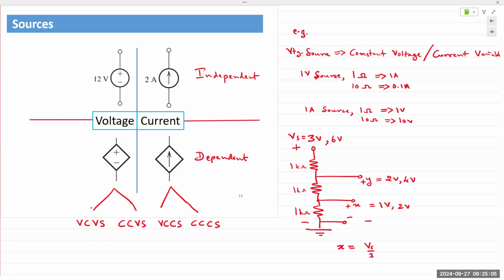Okay, Vs is voltage source, Cs is current source, Vc and Cc are voltage controlled and current controlled. X and Y are examples of voltage controlled voltage source, Vc, Vs. All right, 10-second pause. Think over all of that, write it down. Let me know if you have any questions.